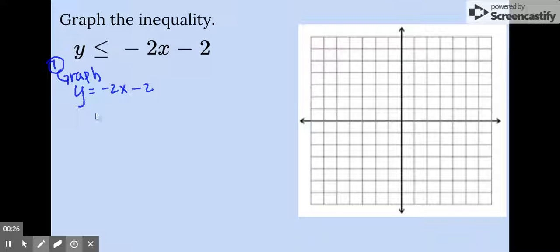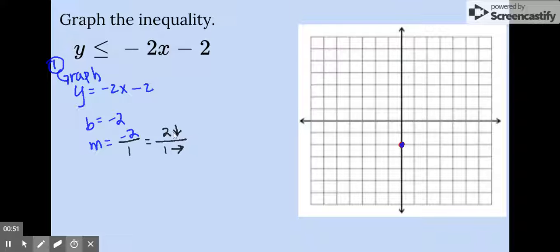graph the inequality. So now what's the y-intercept? Negative 2. And what's the slope? It's also negative 2, but we put over 1, right? We put over 1 to see 2 down and 1 to the right, right? So now I'm going to put negative 2 here. So it's negative 2.